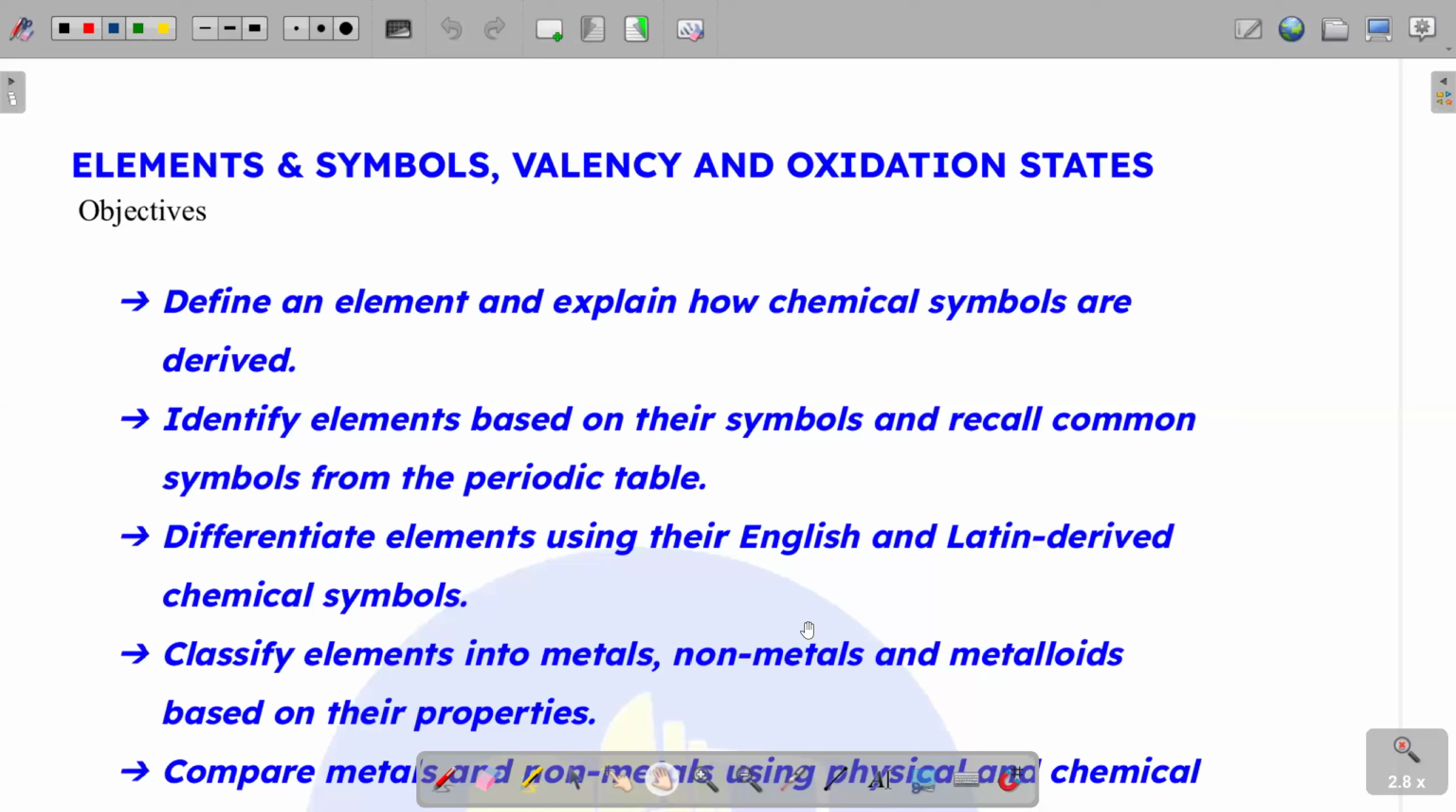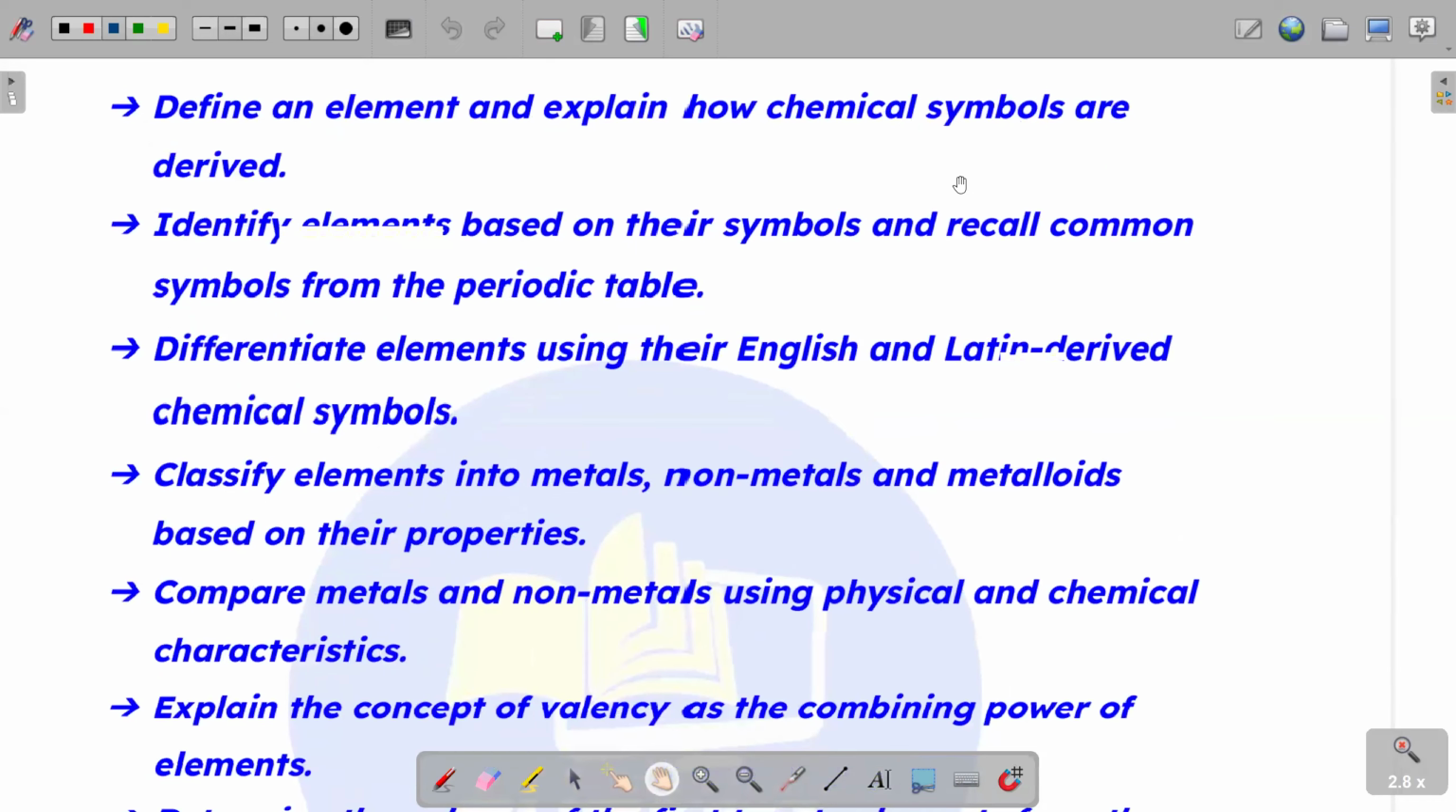For example, the first element on the periodic table is hydrogen. How are those symbols derived? Hydrogen, we have silver, we have gold, we have calcium. How are those symbols derived? You should be able to explain that. Also, you should be able to identify elements based on their symbols.